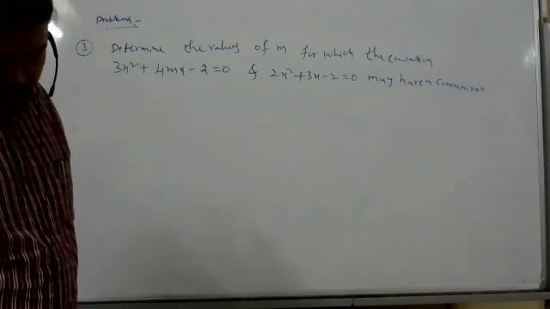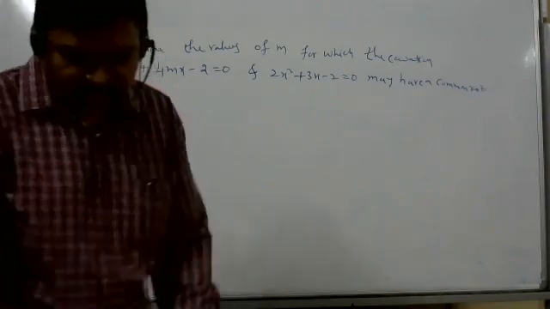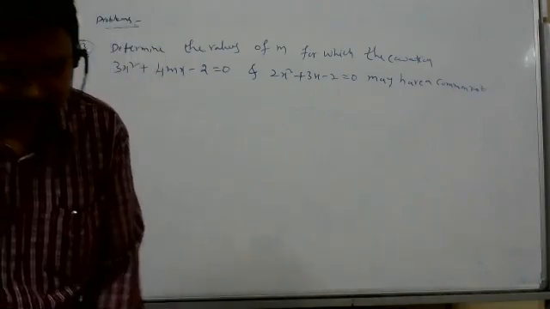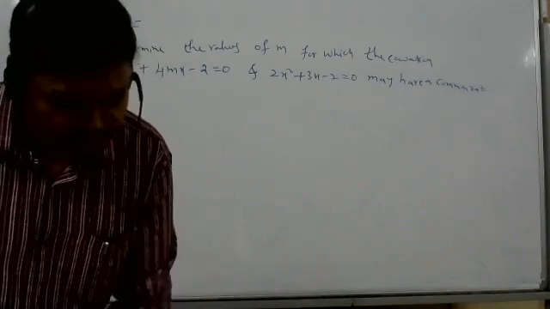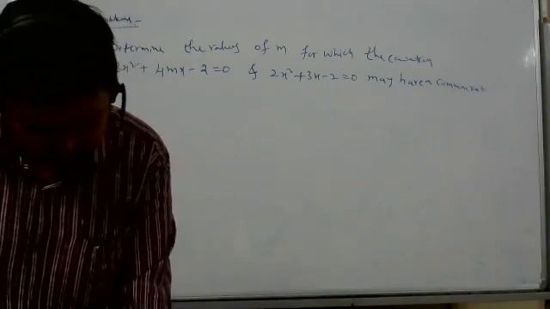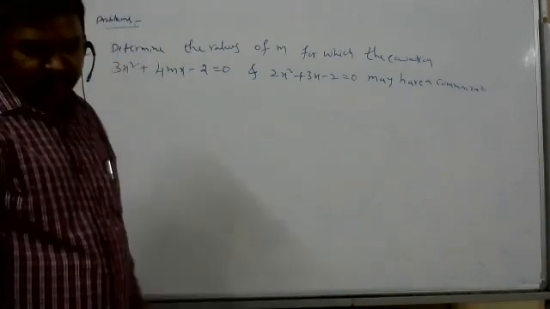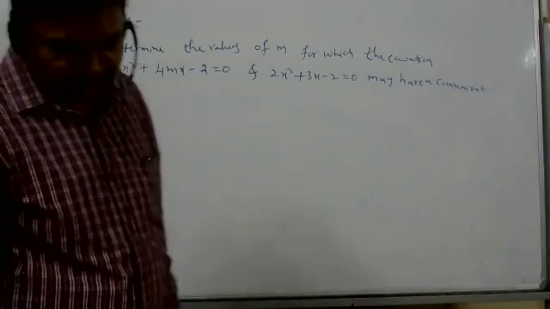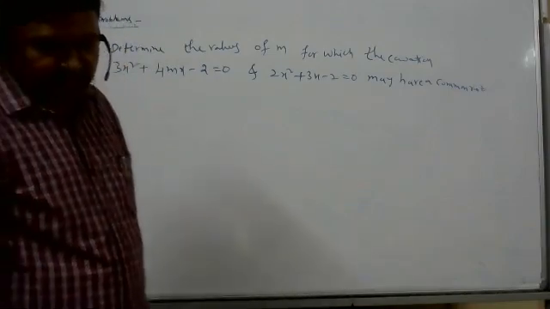Sir, m will have two values, right? Two values. One of them is 5 by 8. 5 by 8 and 5 by 4. So I'm finding the second value. Okay, okay.